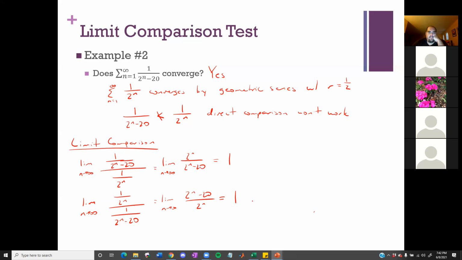So because of that, we have a positive limit. That means the series I cared about, even though it is not geometric, I can use this geometric series to help me prove that it converges, by limit comparison.